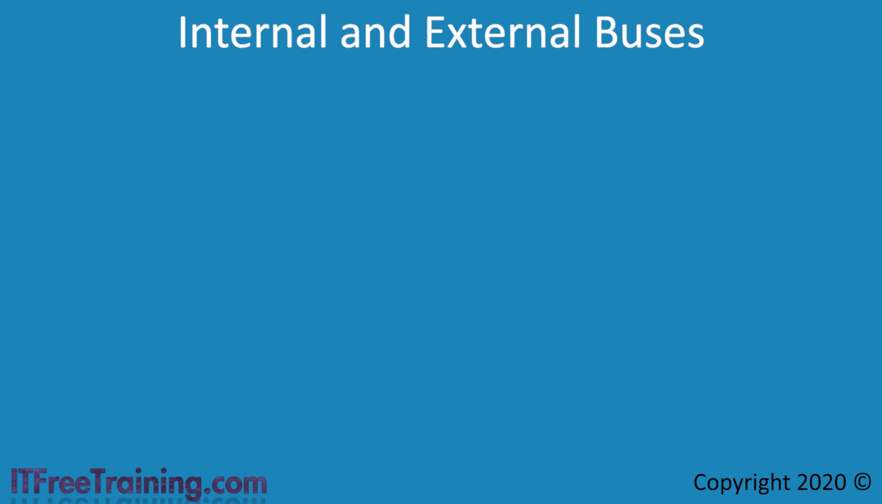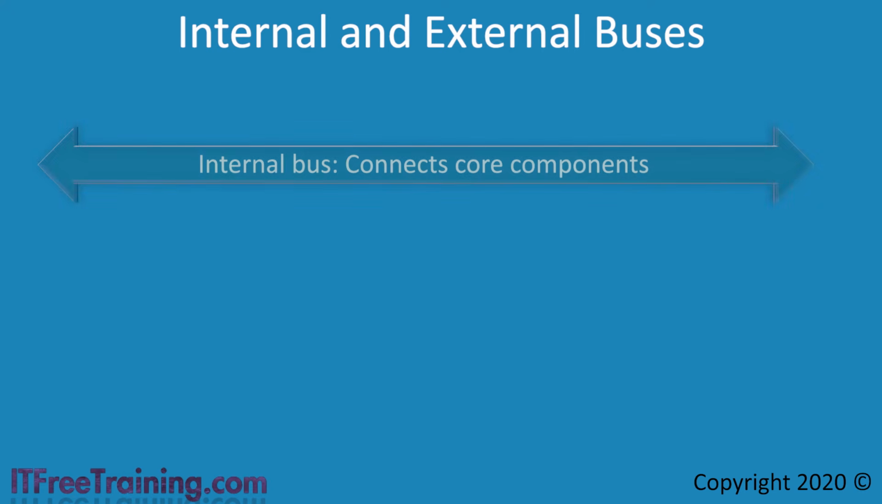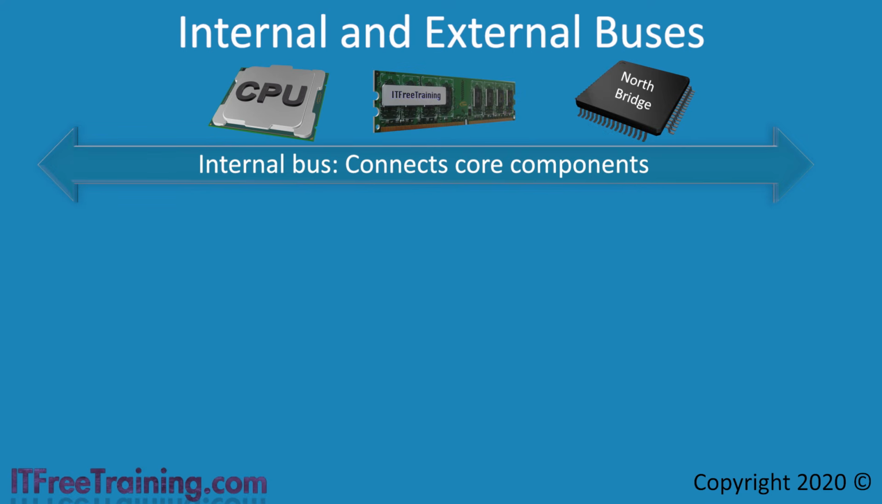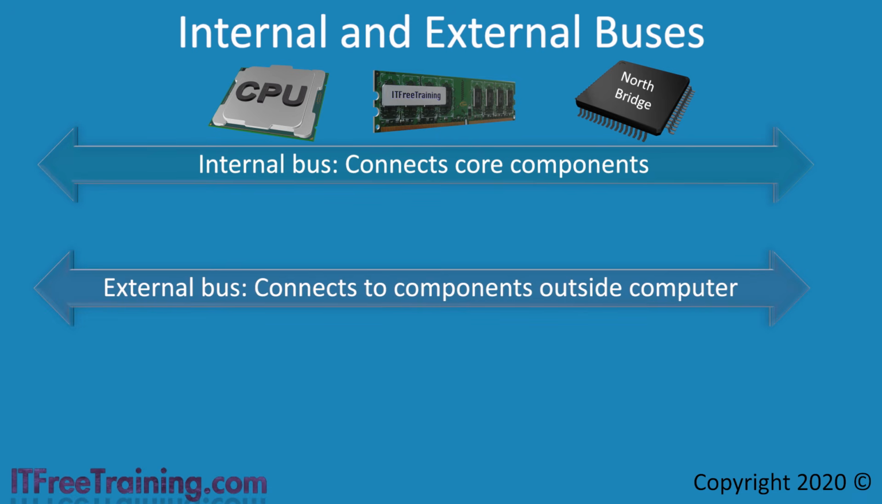Buses in the computer can be either internal or external. Internal buses are generally high-speed buses that are inside the computer. Examples include the bus that connects to the CPU, memory, and the chips like the North Bridge. External buses connect devices outside the computer. These buses are generally slower than the internal buses. Examples include USB, FireWire, and SCSI.